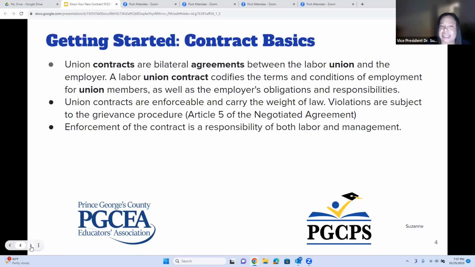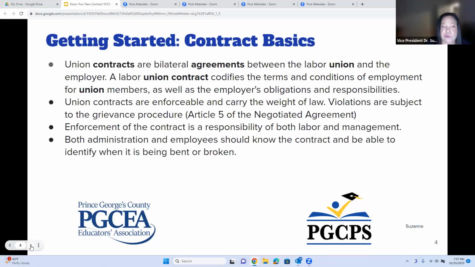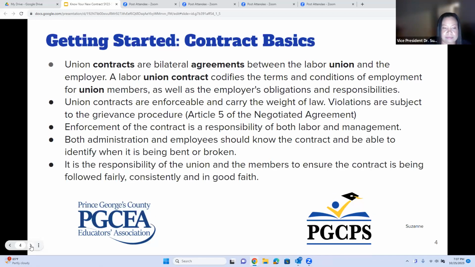Enforcement of the contract is a responsibility of both labor and management. Both administration and employees should know the contract and be able to identify when it is being bent or broken. It is the responsibility of the union and the members to ensure the contract is being followed fairly, consistently, and in good faith. Not all workplace issues are covered by the contract.